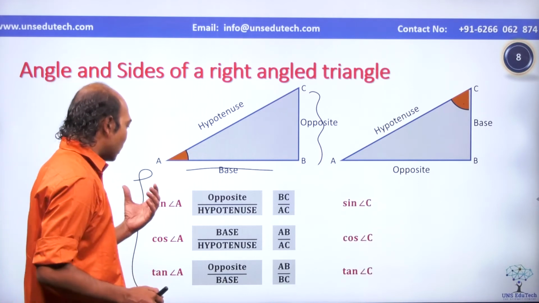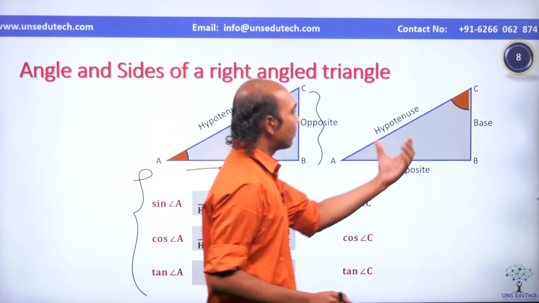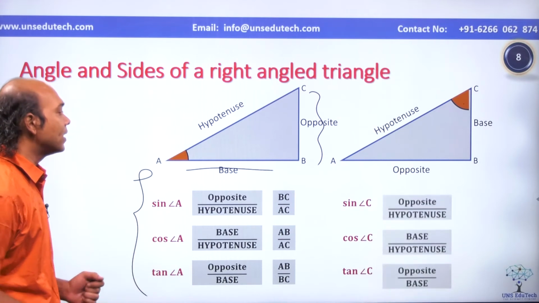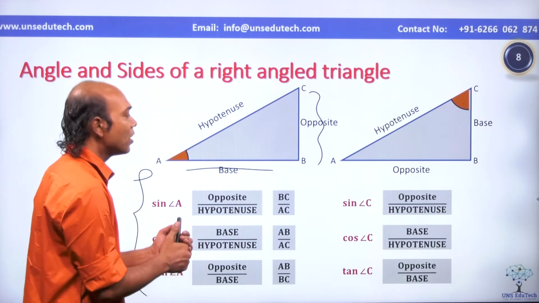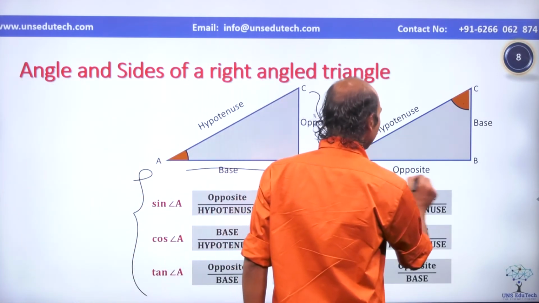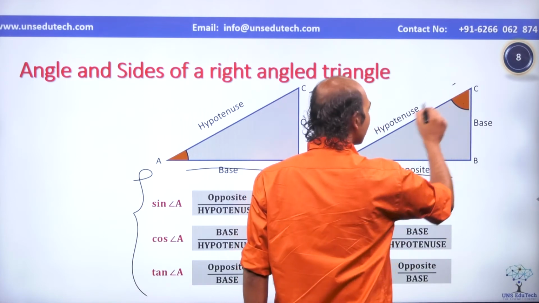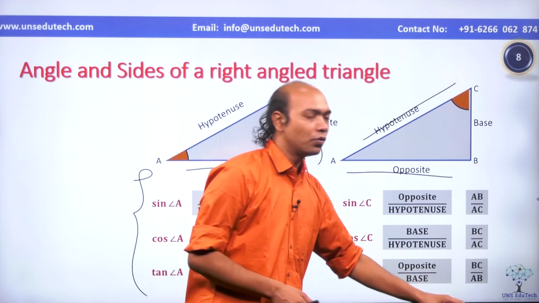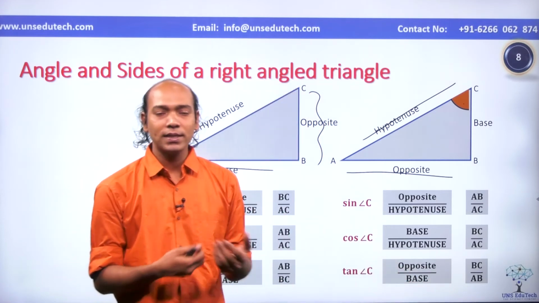Now we calculate sine C from this figure. What is sine C? Sine C is obviously opposite by hypotenuse. For C, what is the opposite? Opposite is AB. Hypotenuse definitely AC. So it is AB by AC, BC by AC and BC by AB. You can easily observe carefully to find the value of sine C, cosec C and all that.